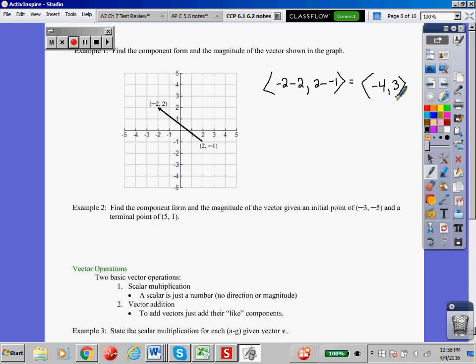Then the magnitude, we're going to call this vector v. So then the magnitude is the length. And it's easier to take the component form. And you should sort of get that that's going to be 5, 3, 4, 5.